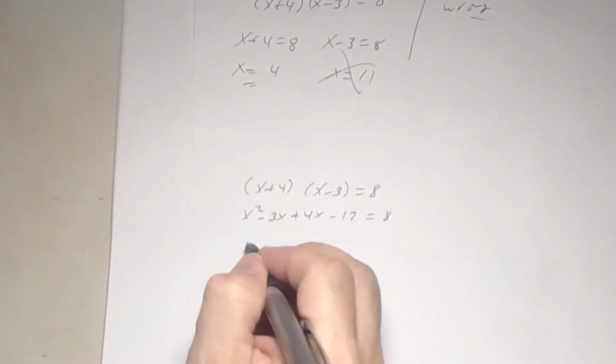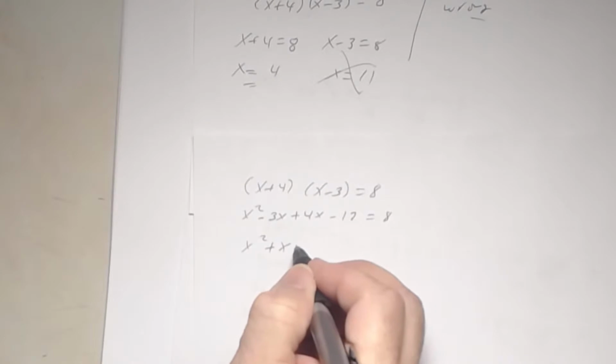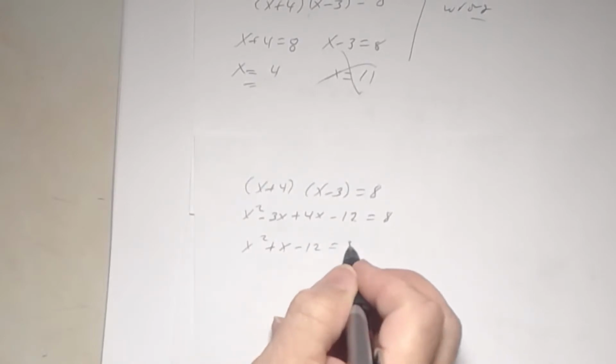Combine like terms, I get x squared minus x plus x. Plus x, sorry. You've got to be careful on that test. Okay, and so now you gotta subtract 8 from both sides. Subtract 8 from both sides.